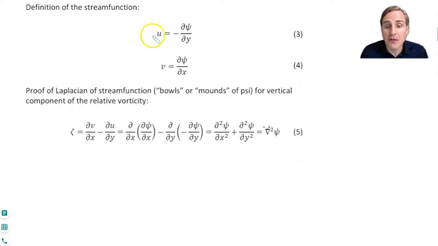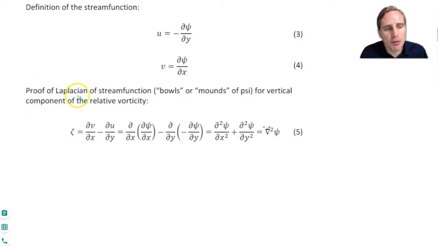So here's the definition of the stream function. We already talked about this. u is negative partial psi partial y. v is partial psi partial x. Notice all of these equations I have numbered. They're the same numbers I use in part 1 of the video, but I just have the numbers on here so that we can always keep referring to the equations as needed.